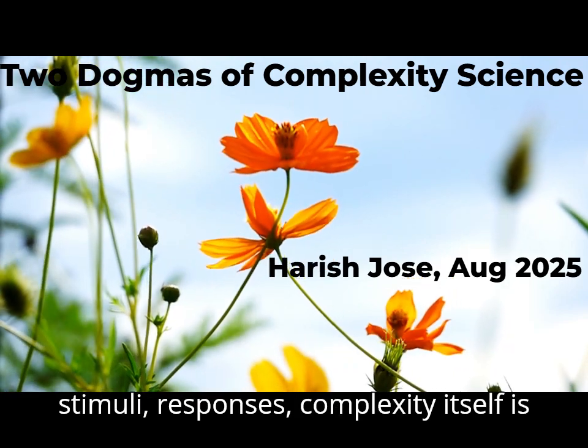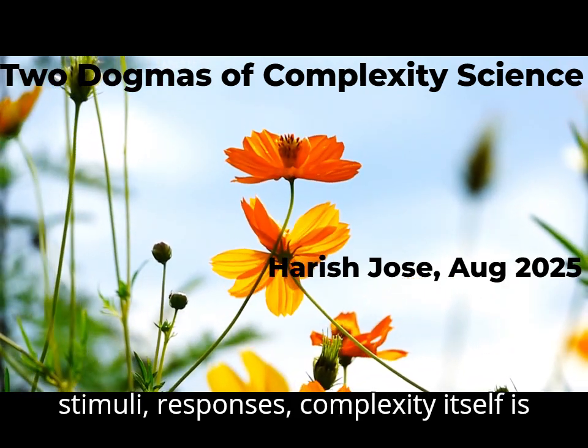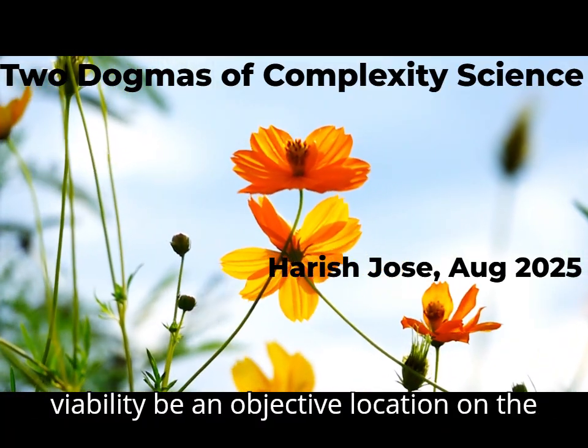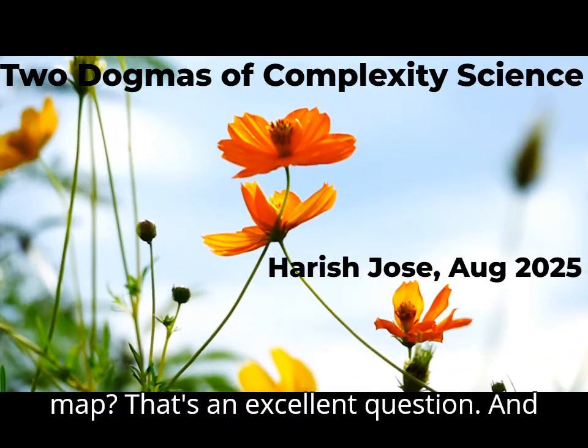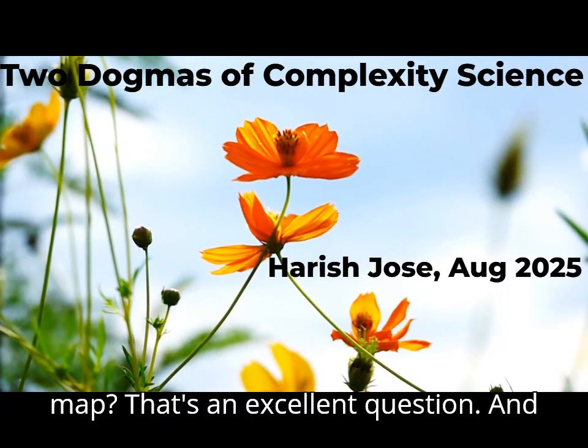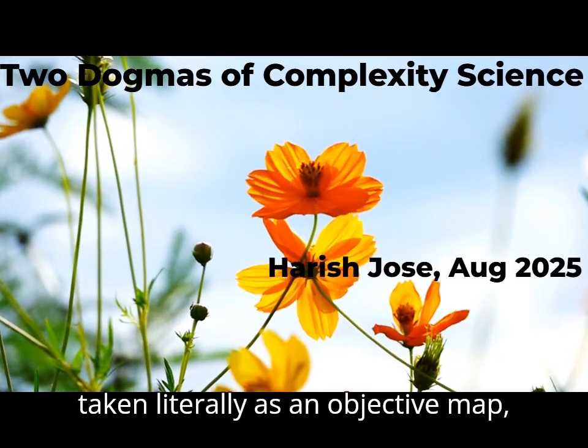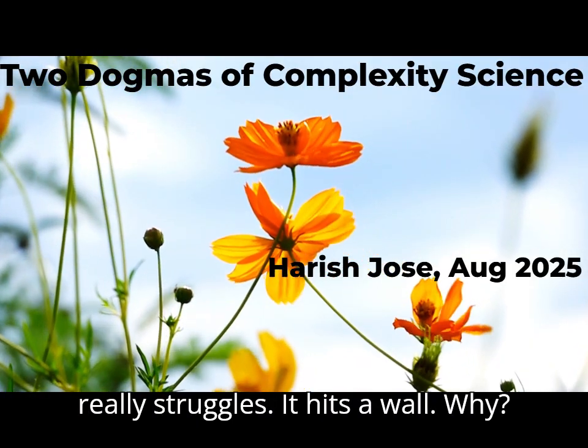But if stimuli, responses, and complexity itself are observer-dependent and enacted, how can viability be an objective location on the map? That's an excellent question. And it's precisely where the framework, when taken literally as an objective map, really struggles. It hits a wall.